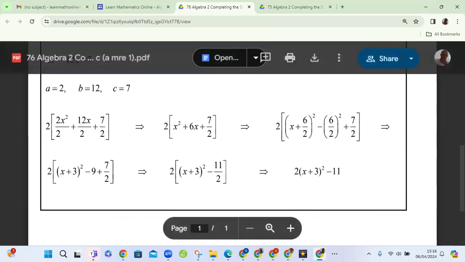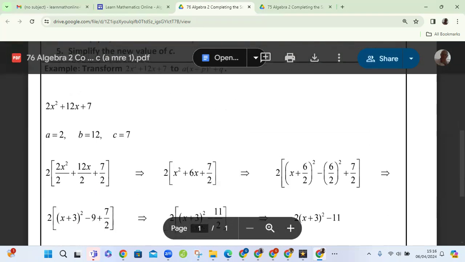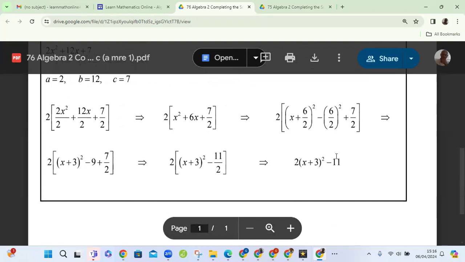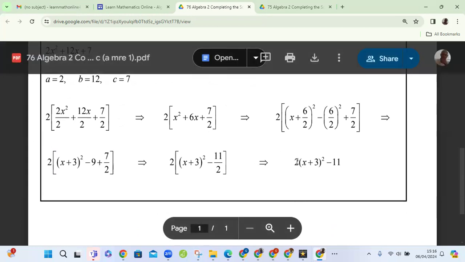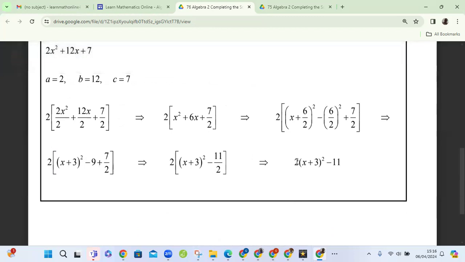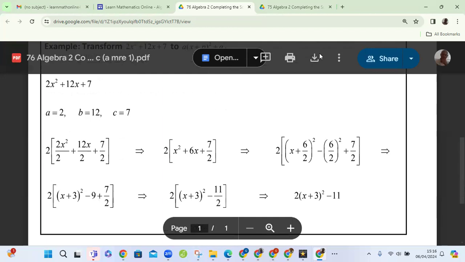And now, remember that step we said? Multiply by a to clear all the square brackets and simplify to find a new q. Not new c, the new q, because q we find in here because that's a completed square. So we multiply 2 by that open bracket, so a will always remain in front of the open bracket, and then 2 by minus 11 over 2 is minus 22 over 2, that's minus 11. So now we have the completed square of 2x squared plus 12x plus 7.